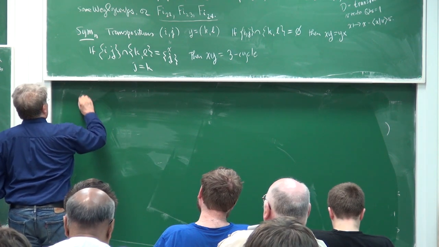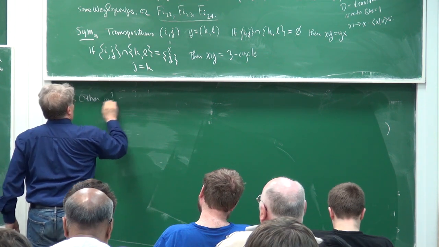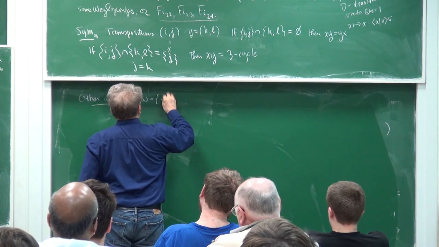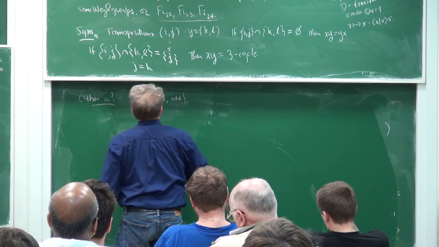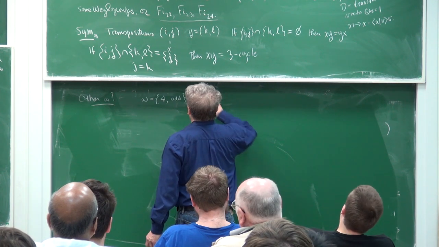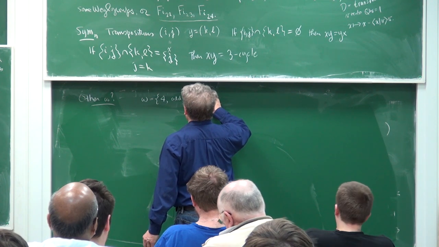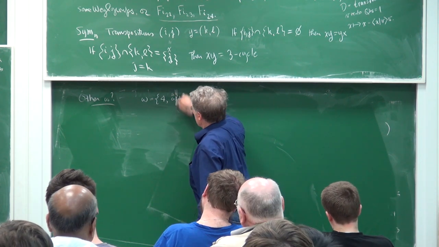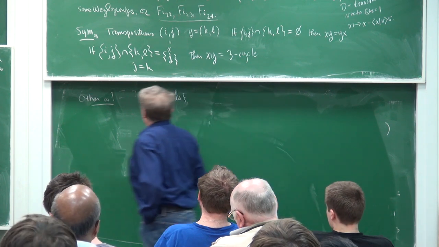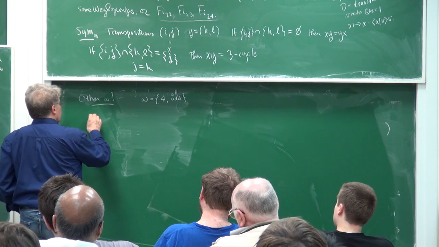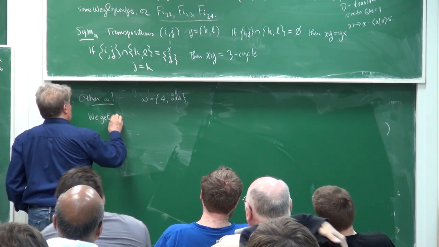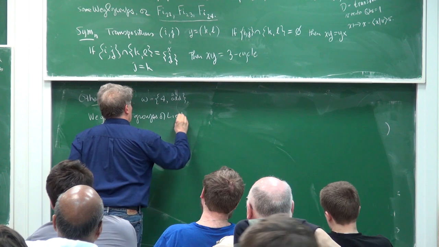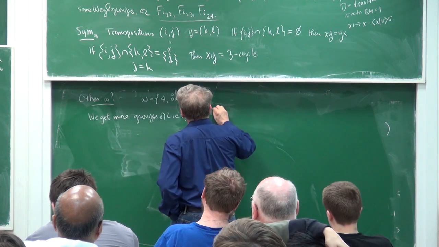Now, how about other omegas that will give interesting theorems? One is omega is the set consisting of four and all odd numbers. And another is all odd numbers. And if we do this, we get more groups of Lie type, including GL_n.